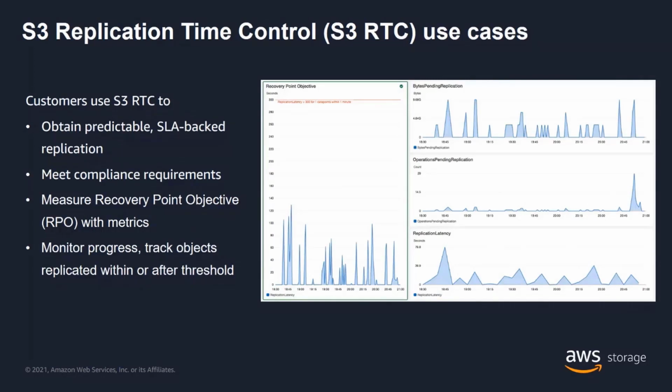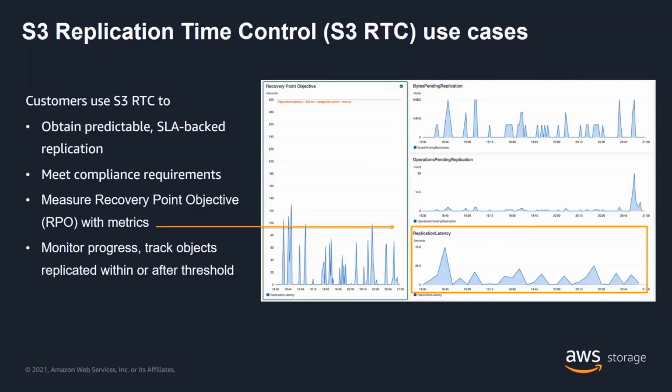We see many different use cases for S3 RTC across financial services and other industries. Customers use S3 RTC for the time-based guarantee on replication. It helps them meet compliance requirements and report out the recovery point objectives at a minute-level granularity. S3 RTC also helps customers monitor the replication progress and track which operations, if any, are replicated after the 15-minute threshold.